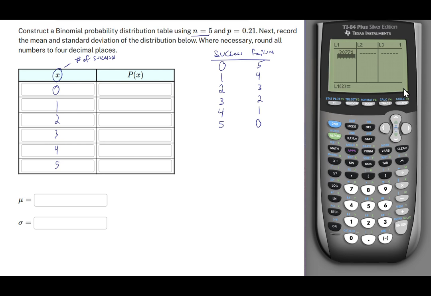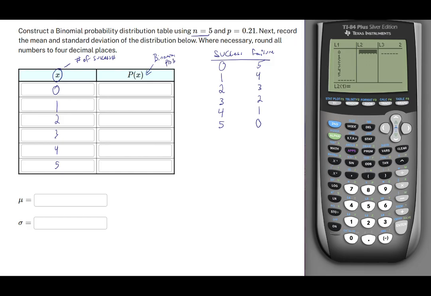All right, so in the TI calculator, let me just clear what I got here. If we hit Stat, hit Enter on Edit, we'll open up our lists. We're going to put our x values into L1. And then in our L2, we're going to put our probabilities. Now our probabilities are going to be based off of the binomial probability.